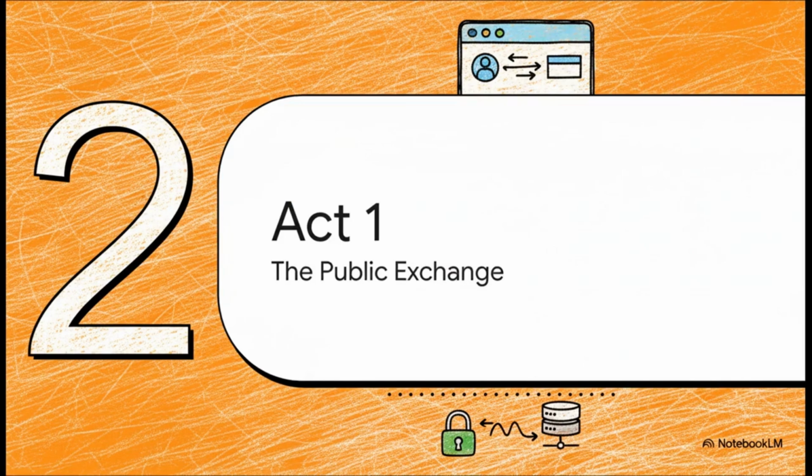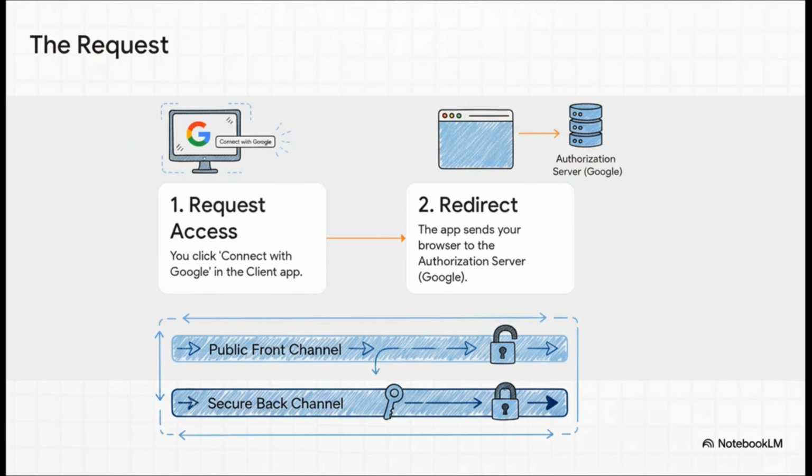Okay, now that we know who's who, it's time for Act 1. And what's really interesting here is that this entire first part of the process happens right out in the open, right there inside your web browser. It all kicks off the moment you click that Connect with Google button. Immediately, the app sends your browser on a little trip over to the authorization server, in this case, Google. And it carries a little message saying exactly what permissions it wants.